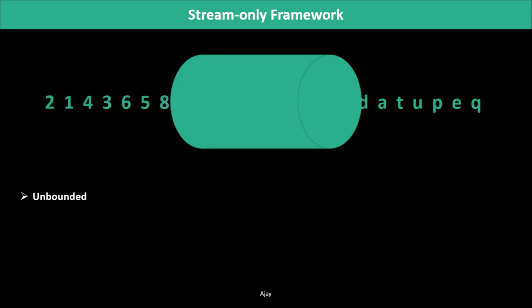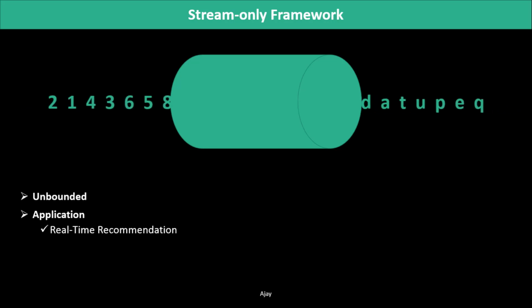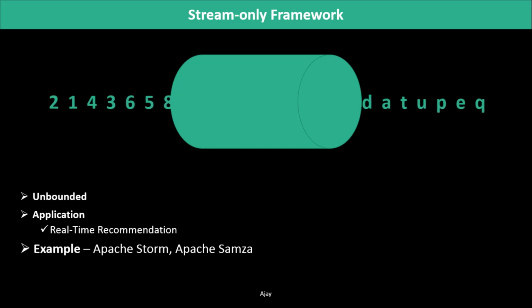So here the data is unbounded as there is continuous flow of data, and it is implemented in situations like real-time recommendation. Examples of stream processing frameworks are Apache Storm and Samza. Apart from batch processing and stream processing frameworks, there is hybrid framework, which is capable of performing both batch processing and stream processing. The best example of hybrid framework is Apache Spark.